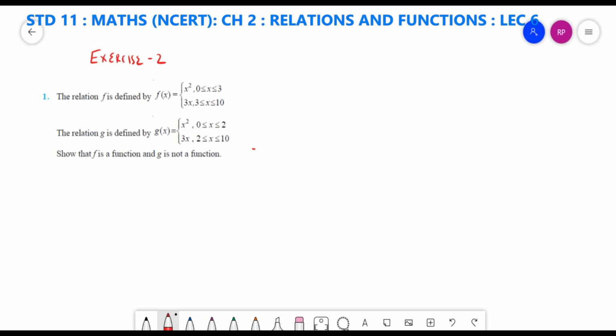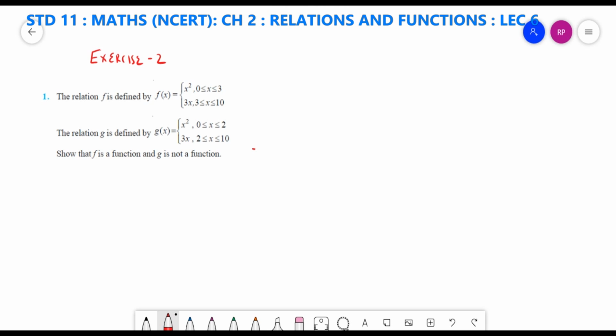Students, till now we had completed exercise 2.3 and today we are going to start with exercise 2. So the first question of exercise 2: the relation f is defined by f(x) equal to x square, 0 less than or equal to x less than or equal to 3, and 3x, if 3 is less than or equal to x is less than or equal to 10.